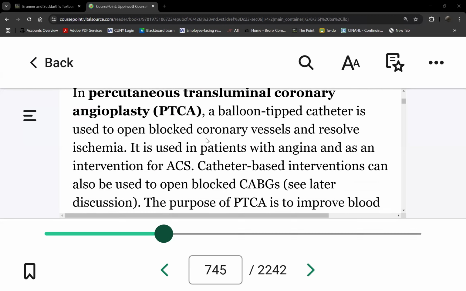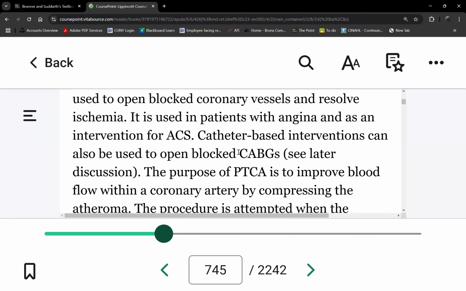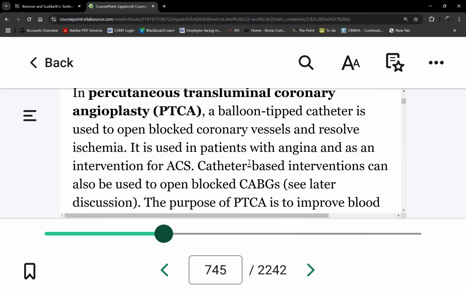And with the guidance of IV contrast, it will be placed up into the coronary arteries. Then the balloon will be inflated at the tip of the catheter to open the atherosclerotic plaque by compressing it. So if your blood vessel is blocked, we'll put the catheter in, inflate it, and it will flatten the atherosclerotic plaque, opening the artery. If needed, the doctor will leave a mesh or a stent to keep the blood vessel open, the artery open.